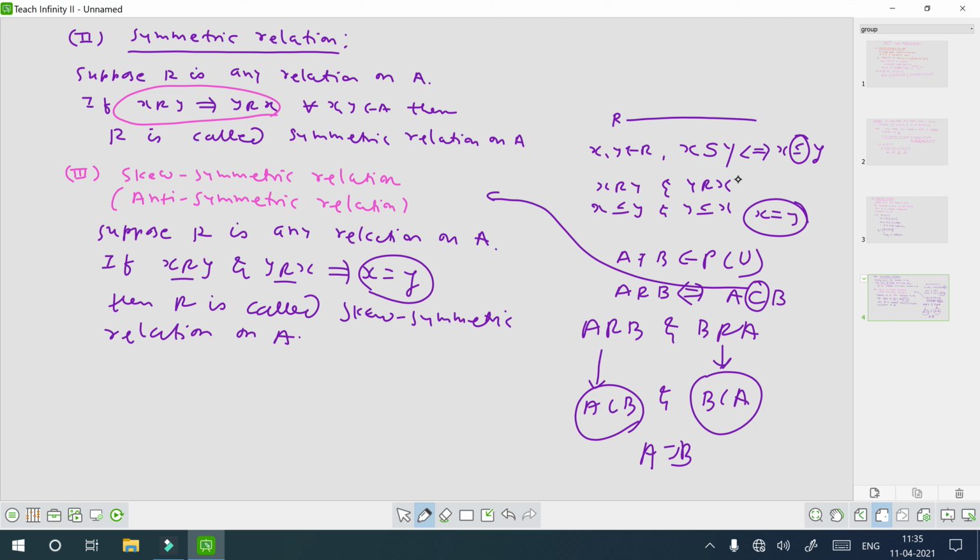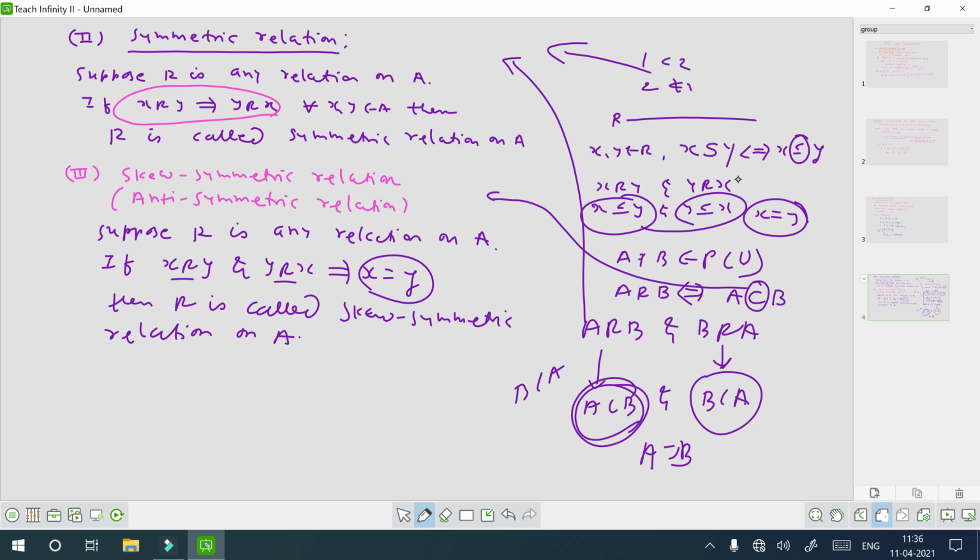But see, x less than or equal to y does not necessarily mean y less than or equal to x, because 1 is less than 2, but 2 is not less than 1, so it is not symmetric. A is a subset of B, not necessarily B is a subset of A. So this relation is also not symmetric. Both are not symmetric, but both are skew symmetric. Clear? This is the concept of symmetric relation and skew symmetric relation.